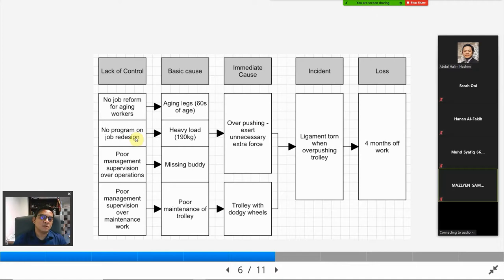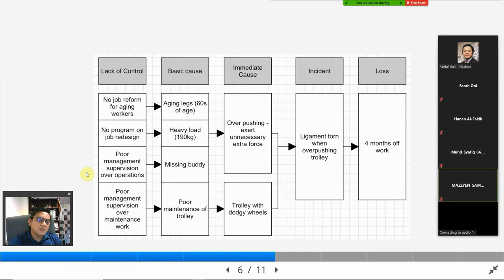The supervisor is missing. It might be because of poor management supervision over maintenance work. Maybe they have hired a company to do maintenance, but that company does not come on time, or maybe does not check all the trolleys. Maybe they will miss one or two trolleys for a certain reason, and the management did not check it. So here, what we can see is that to prevent an accident, there must be better control on this side.